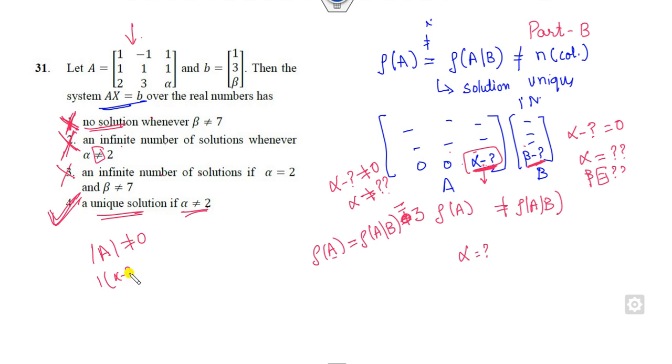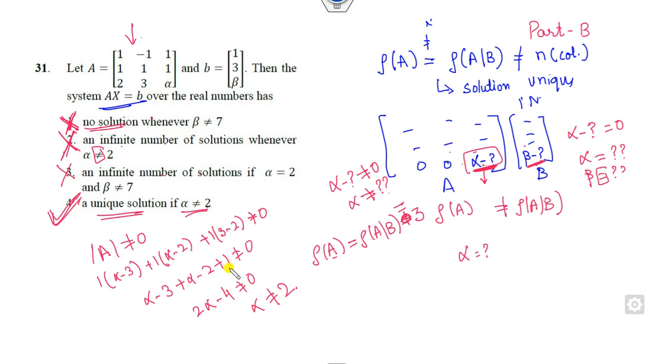So that is alpha minus 3 plus 1. That is my alpha minus 2 plus 1. 3 minus 2 is non-zero. So you can see alpha minus 3, alpha minus 2 plus 1 is non-zero. So what is that? 2 alpha minus 4 is non-zero. So alpha is not 2. That is my right answer, B. But you can just think about the options and get the answer without solving the problem.